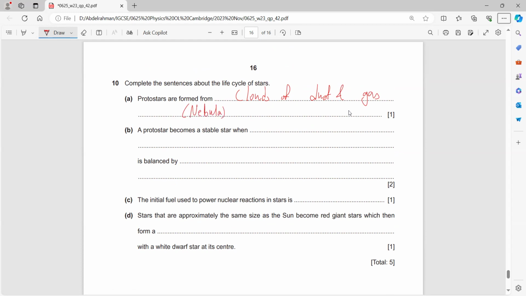A protostar becomes a stable star when? When the inward force due to gravity is balanced by the outward force due to pressure. Excellent. And temperature.